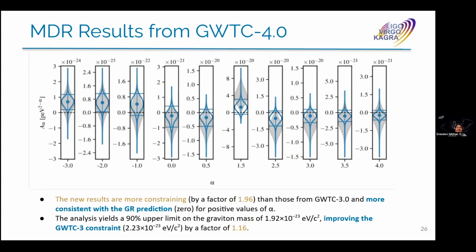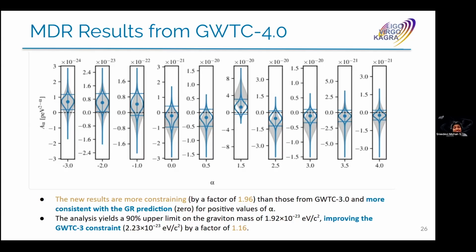Excellent. So here I'm showing you the results from the GWTC4 catalog. I'm showing you all the 10 violin plots of the A alpha parameters. Here the gray background shows the results from the GWTC3 catalog, and the blue lines are the results from the GWTC4 catalog. As you can see, the GWTC4 results are more constraining and more consistent with GR. But if you look at the negative values of alpha, specifically -3 and -2, we can see that GR lies outside the 90% credible level.